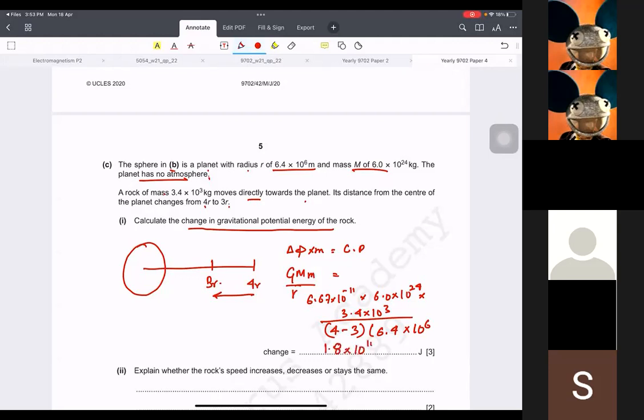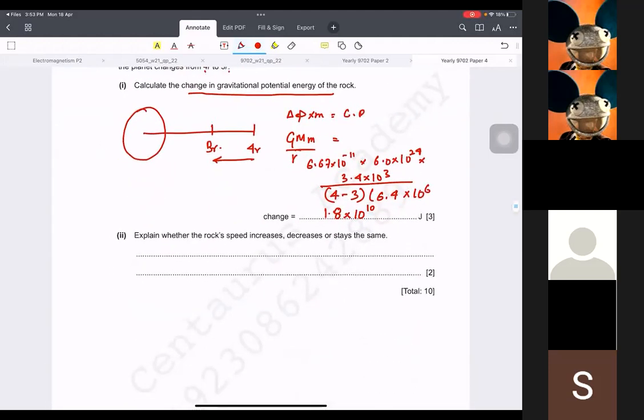Okay, that's cool. Explain whether the rock's speed increases, decreases, or stays the same. It should increase. Kinetic energy increases due to loss in gravitational potential energy, hence speed increases.